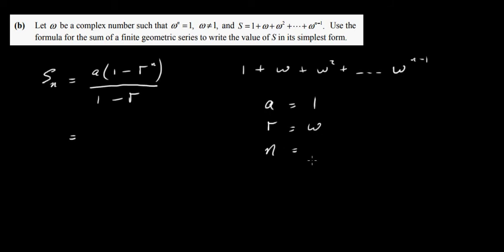How many terms are there? Well, we can see here we've got to the power of n minus 1. Our first term is omega to the power of 0. Our second term is omega to the power of 1. Our third term is omega to the power of 2. So our nth term is omega to the power of n minus 1. So we have n terms here. So n is equal to n.